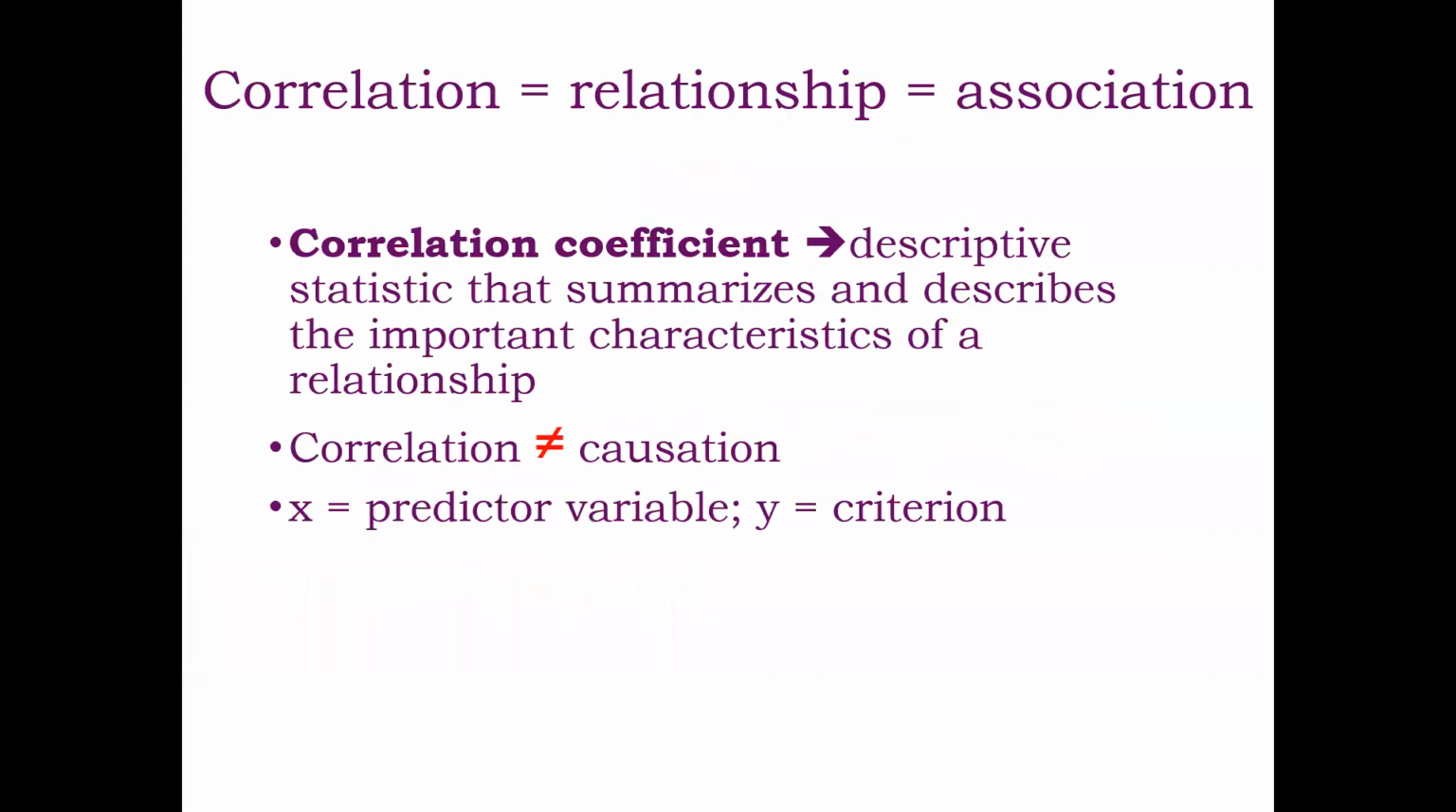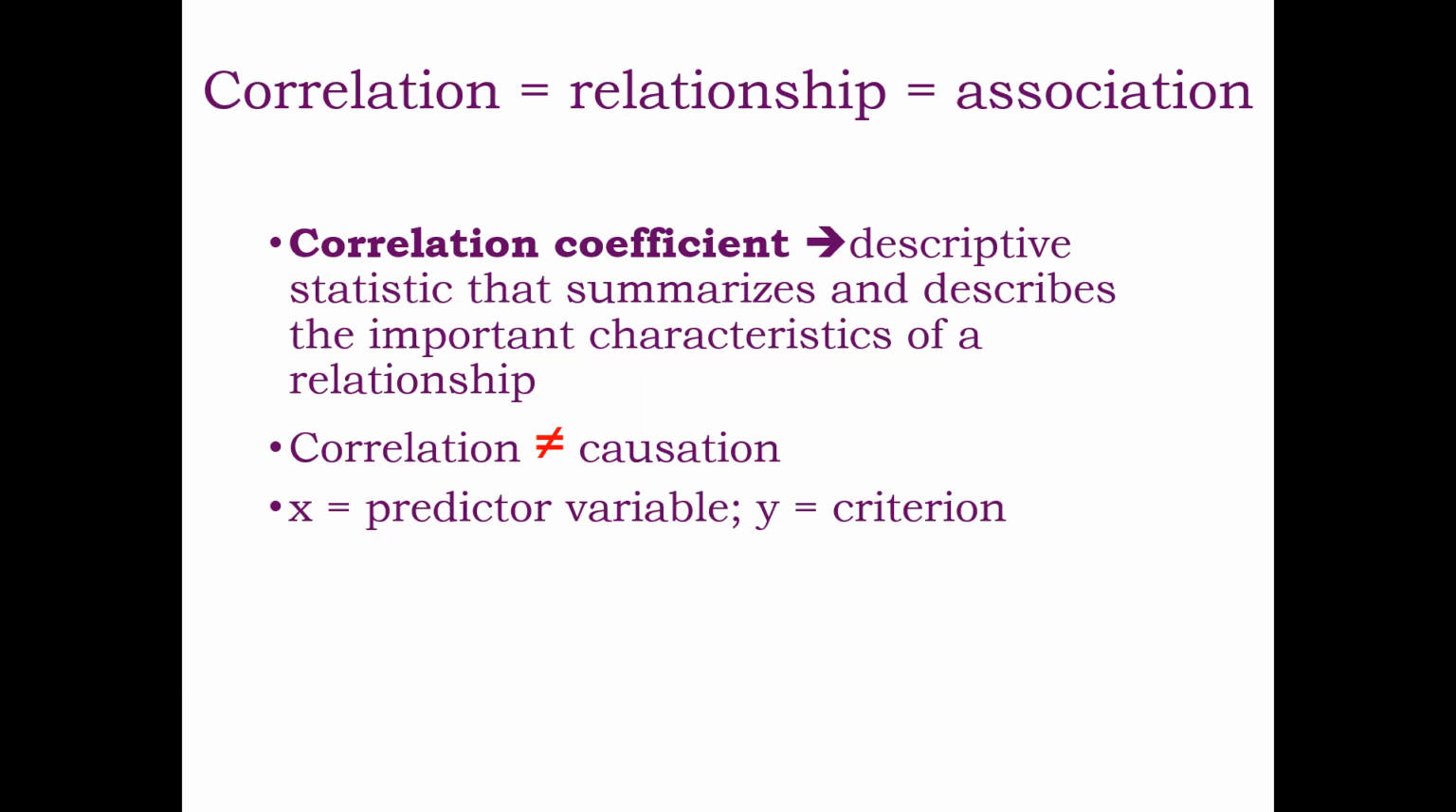All right, so correlation just means a relationship or an association. The correlation coefficient is a type of descriptive statistic that summarizes the relationship between two certain kinds of variables. So an important thing here is that correlation is not the same as causation. Just because there's a relationship between two variables, or correlation in this case, does not mean that one causes the other.